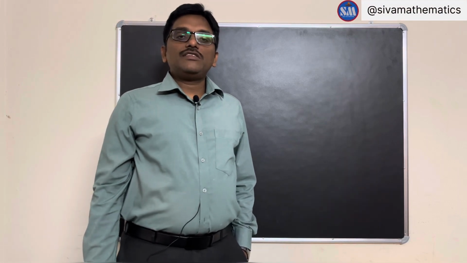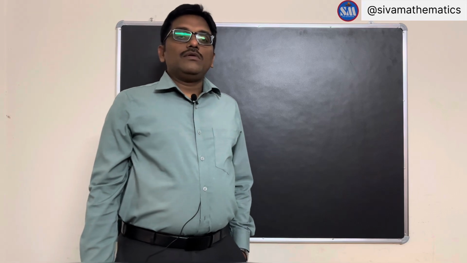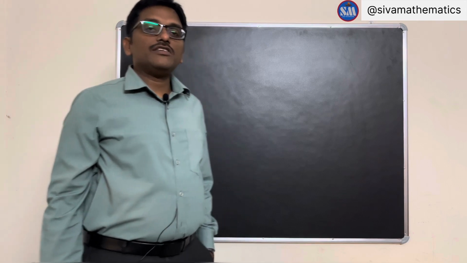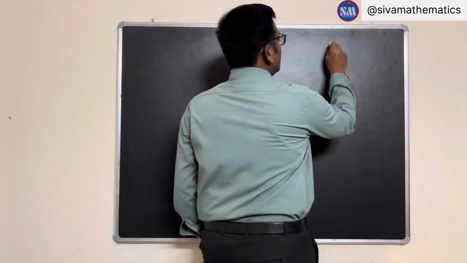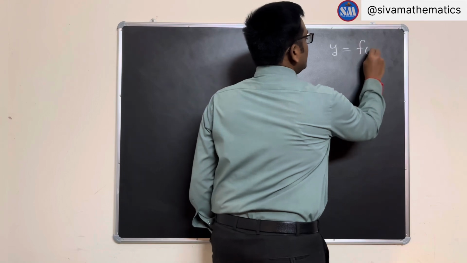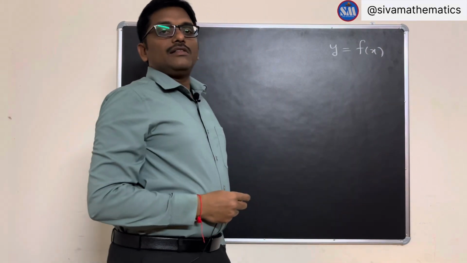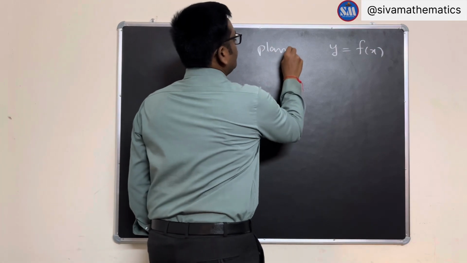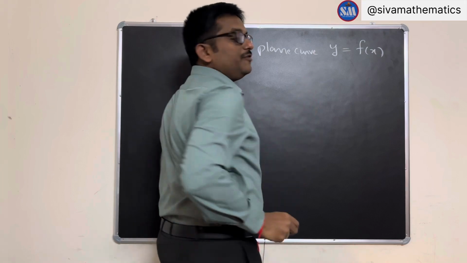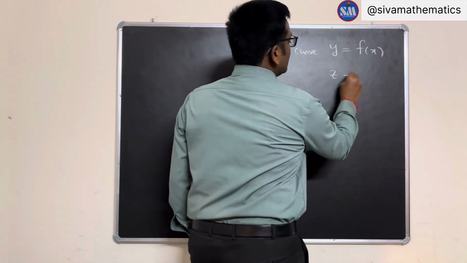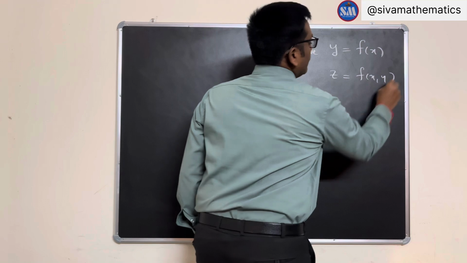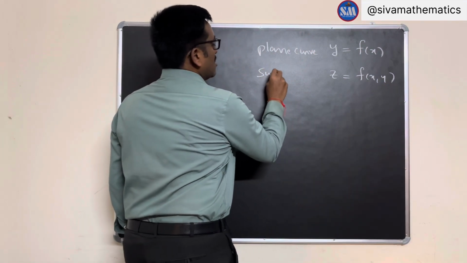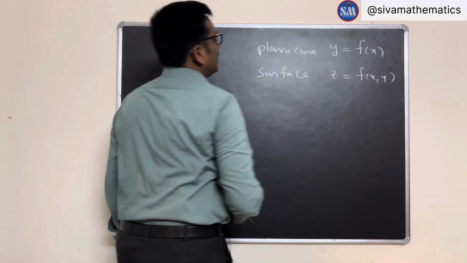Today we are going to discuss how to describe that a function is said to be continuous at a point for functions of two variables. If we consider a function of a single variable, y equals f of x, that represents a curve, a plane curve. If we consider a function of two variables, z equal to f of x comma y, that represents a surface. In general, that represents a surface.